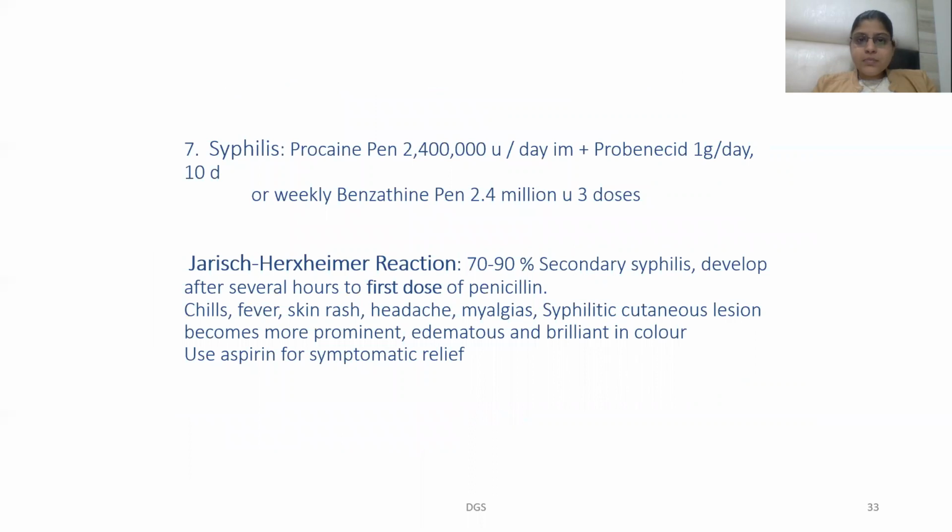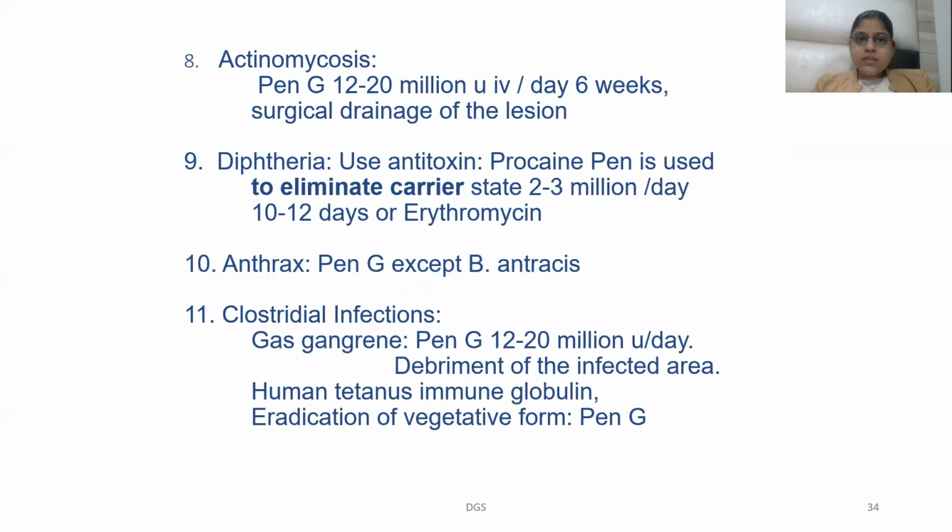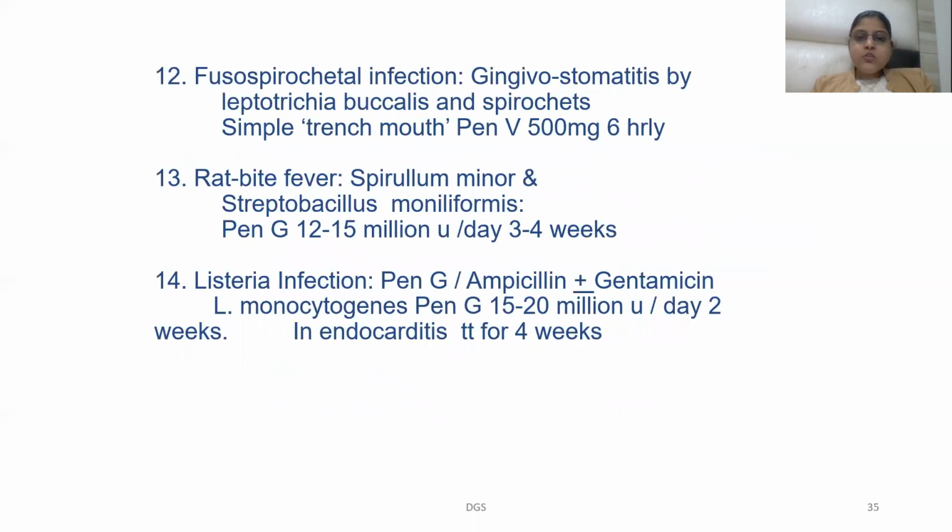Syphilis, we give benzathine penicillin, and procaine penicillin can be given. Actinomycosis, penicillin G, 12 to 20 million units can be given. Diphtheria, we give procaine penicillin or erythromycin. Anthrax, we give penicillin G. Clostridium infections, we give penicillin G. Fusospirochetal infection like gingival stomatitis, we give penicillin V. Rat bite fever, again penicillin G. Listeria monocytogenes infection, penicillin G is effective.